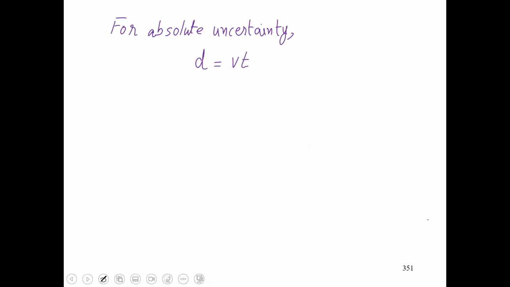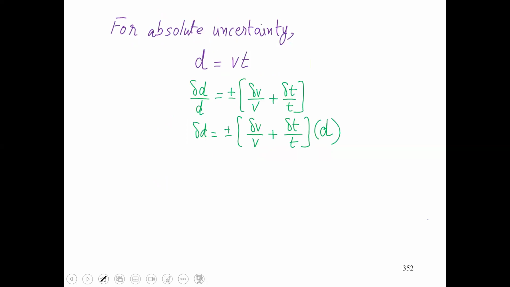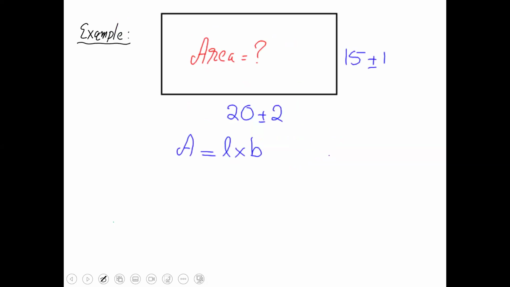Now, if you want to find the absolute uncertainty, you will move the denominator. Look, this is the denominator. You move the denominator to the right hand side, you will get the absolute uncertainty. So if you want to find the absolute uncertainty, you will move the denominator to the right side.